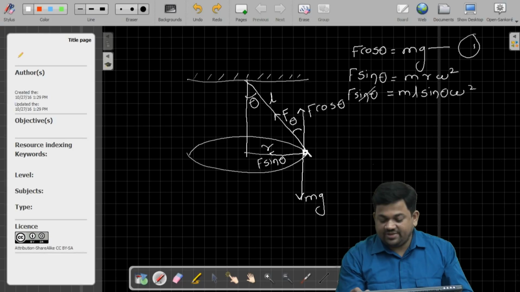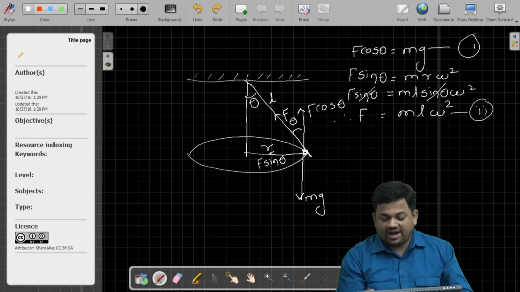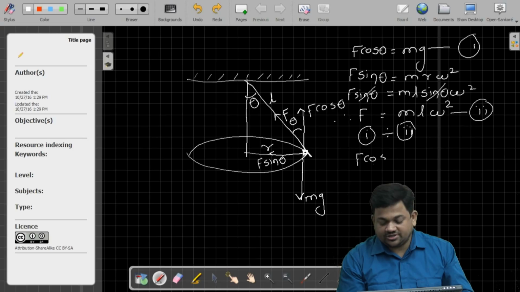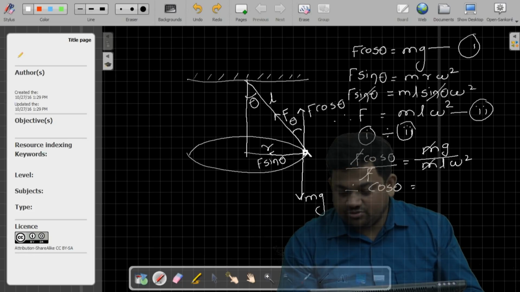Don't you feel this sin theta will be cancelled from both sides? So what are we left with? F is equal to m L omega square. This is expression number 2. Divide expression 1 by expression 2. What do you get in the process? F cos theta upon F is equal to mg upon m L omega square. m gets cancelled, F gets cancelled. So cos theta is equal to g upon L omega square.